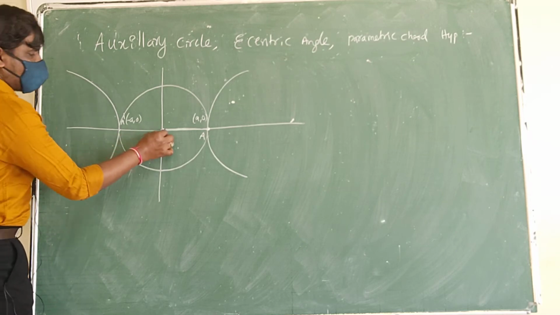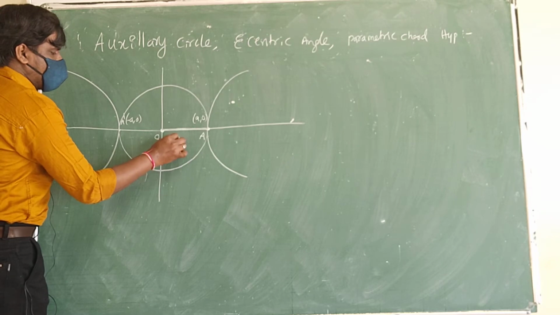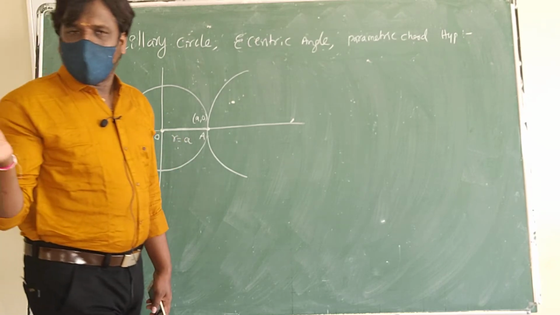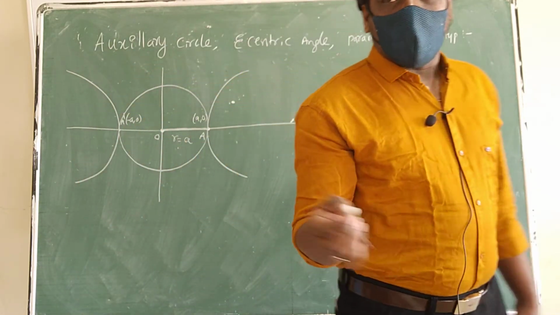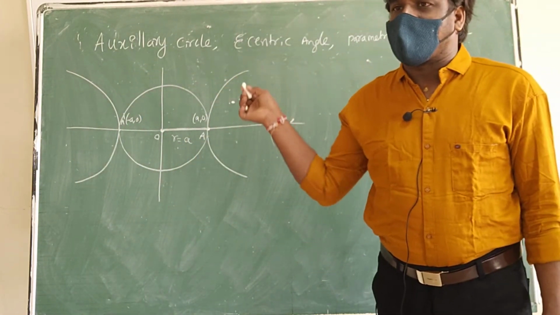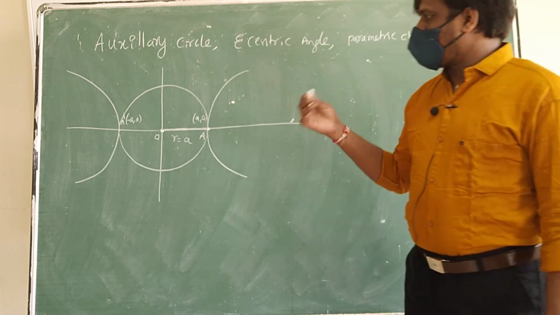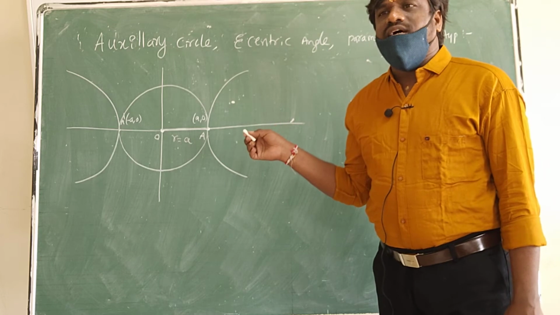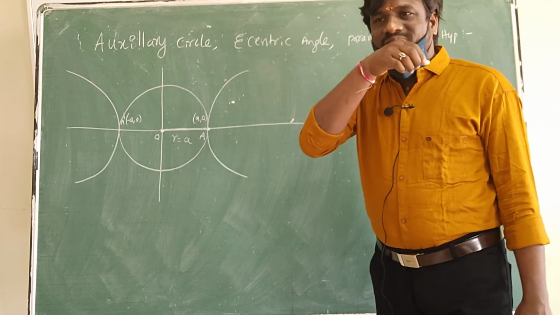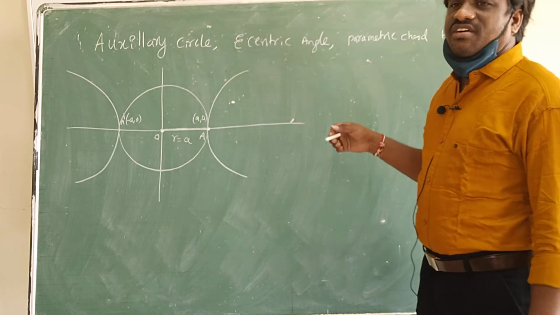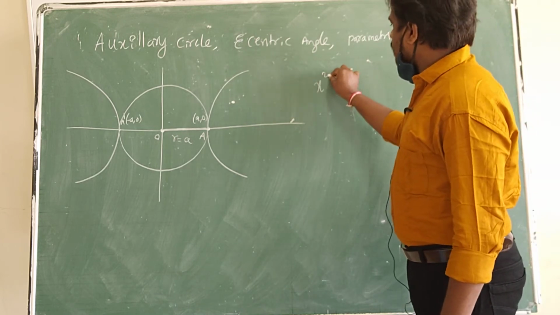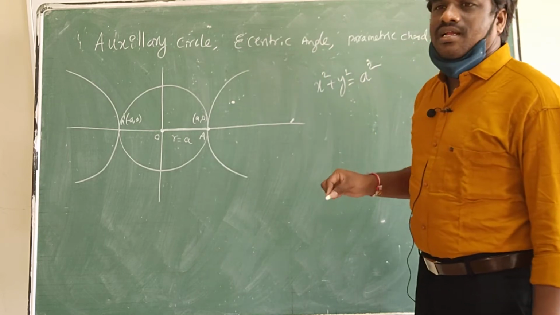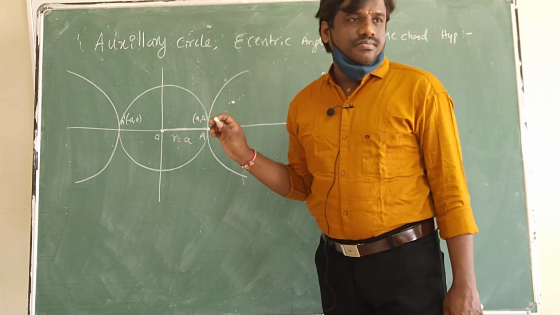What is the radius of this auxiliary circle? Radius is small a. Same in ellipse also. In ellipse we take the major axis as a diameter and draw the circle. Here also we are taking the transverse axis as a diameter and drawing the circle. Such a circle is called auxiliary circle. What is the equation of auxiliary circle here? x square plus y square is equal to a square. Why a square? Radius is a.